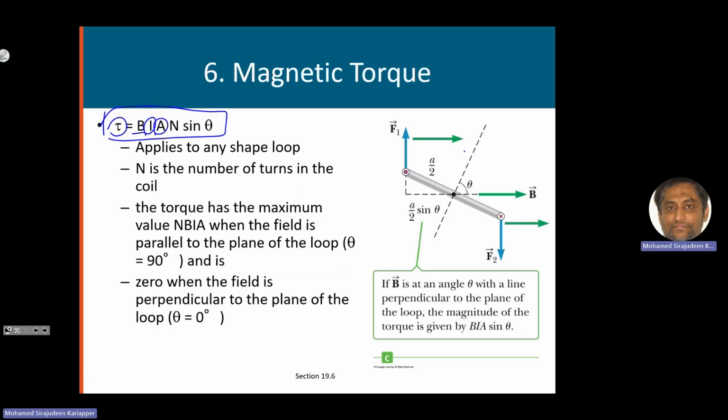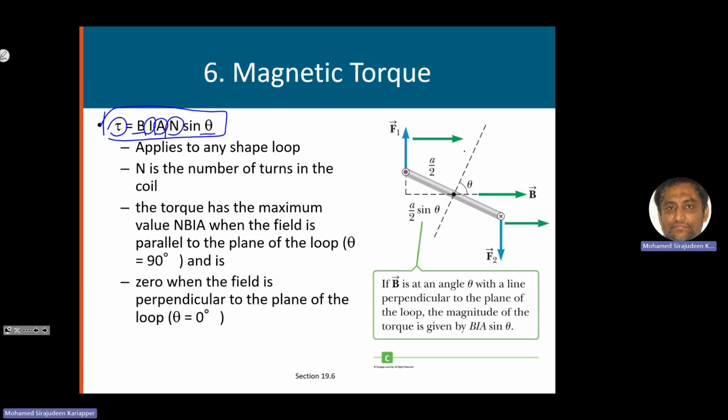A is the area of this current carrying loop. This is a rectangle, so you know how to get the area. And N is the number of loops. Here we have only one loop, but sometimes we can have it coiled like this, with several loops. So that is N.